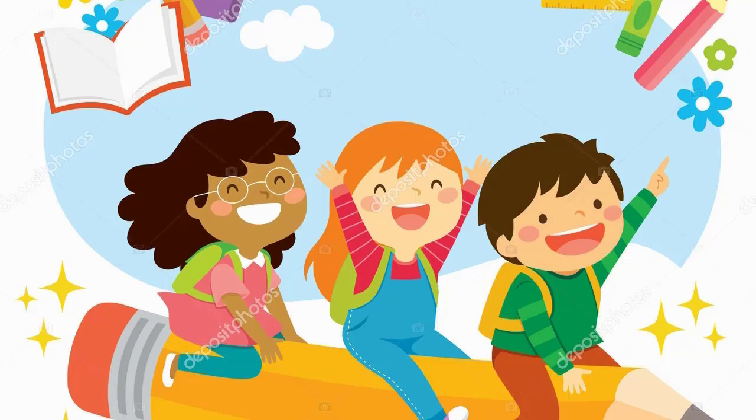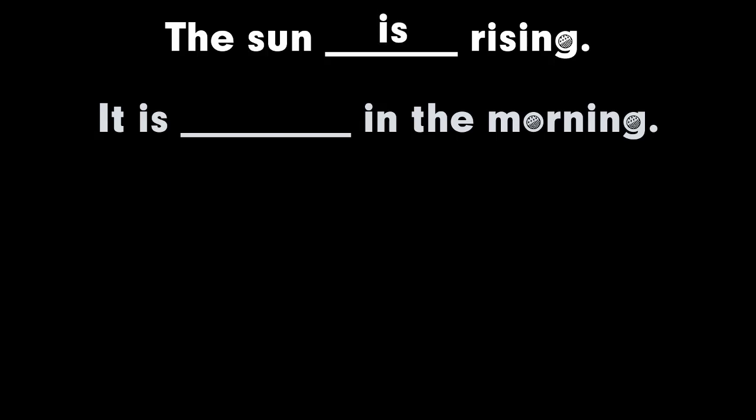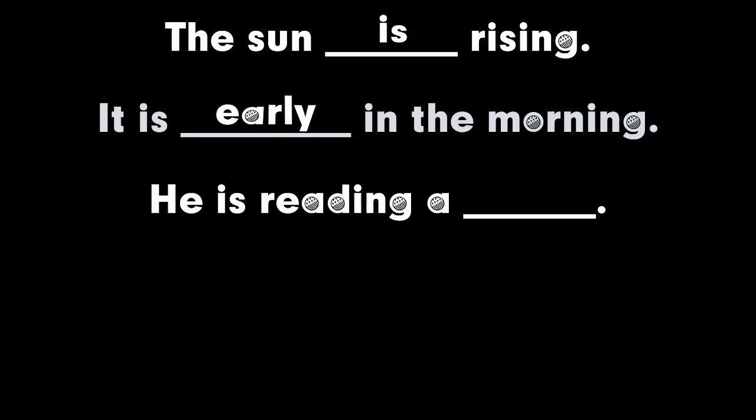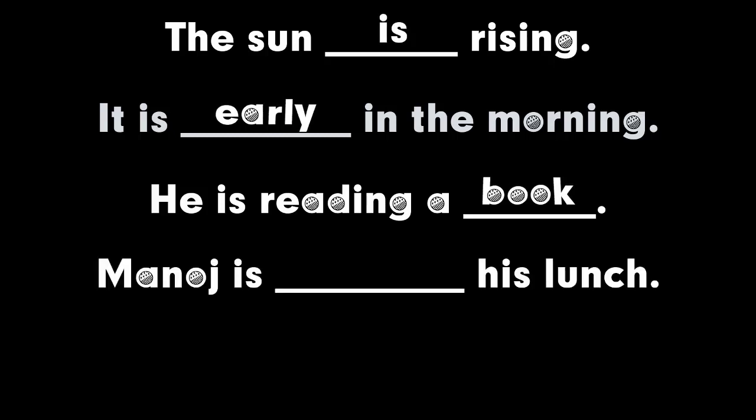Dear students, our next topic is fill in the blanks. So, for fill in the blanks, the first sentence is the sun dash rising. The sun is rising. I-S, is. Number B, it is dash in the morning. It is early in the morning. E-A-R-L-Y, early. Then number C, he is reading a dash. He is reading a book. B-O-O-K, book. Number D, Manoj is dash his lunch. Manoj is eating his lunch.